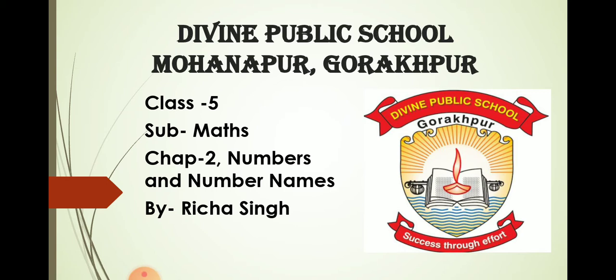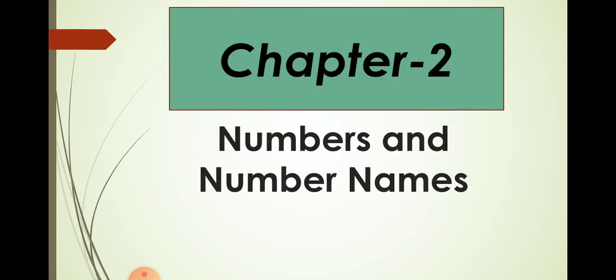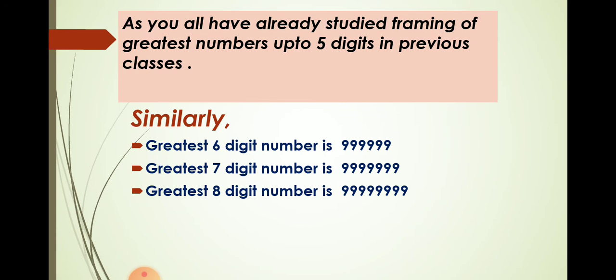So today we will start a new chapter of your book, that is chapter 2, numbers and number names. Let us see what are the new things added this year in your chapter numbers and number names. As you all have already studied framing of greatest numbers up to 5 digits in previous classes.